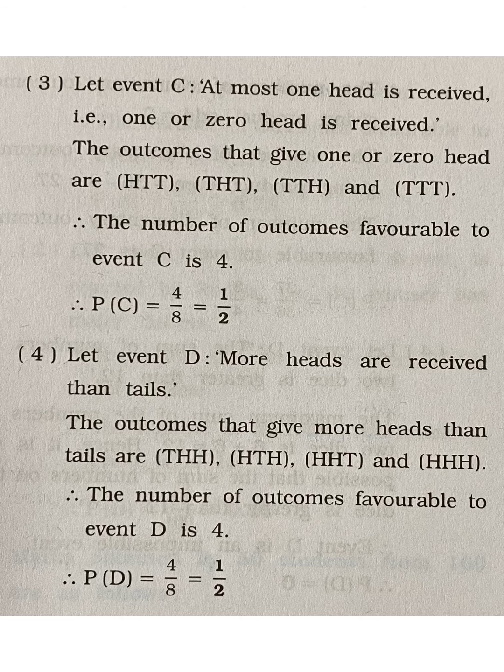Next is, we have to find the probability of having more heads than tails. So we have to find the outcomes in which there are more H than T. There are 4 such outcomes. So the probability is 4 by 8, that is equal to 1 by 2.